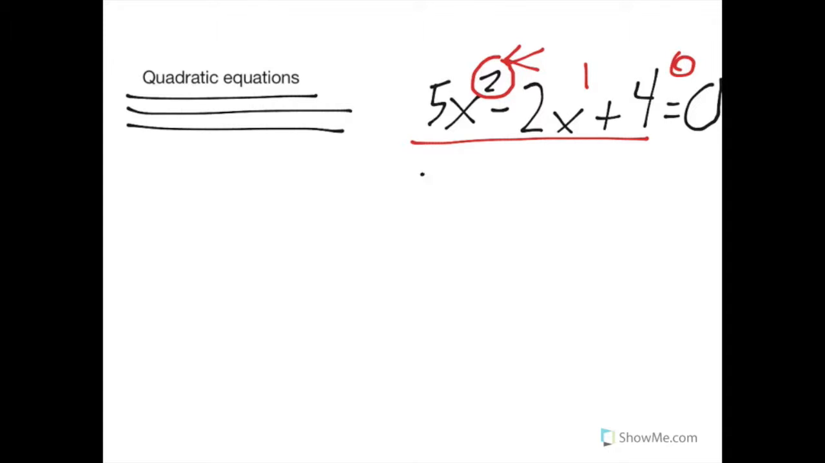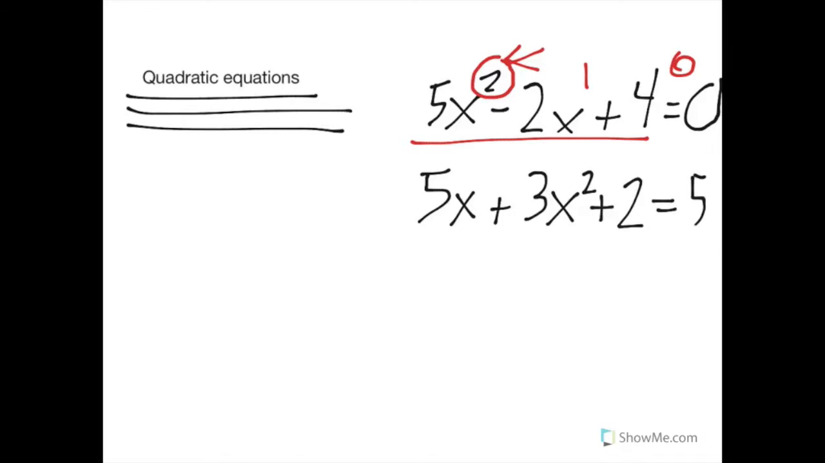Now, for instance, let's say that there's 5x plus 3x squared plus 2 is equal to 5. Looking at this one, once again, we see we have a 1 here, we have a 0, x to the 0 here, and we have a 2 here. Once again, this is good. This is a quadratic equation.